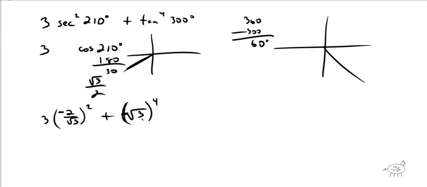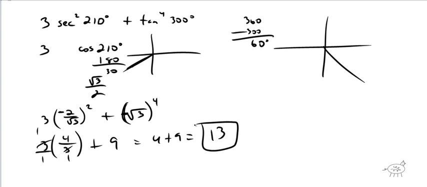Okay? And now we put it all together. 3 and negative 2 squared is 4. Root 3 squared is just 3. Plus root 3 to the 4th is what? It's actually 9, because root 3 times root 3 is 3, and you have 2 of those. 3 times 3 is 9. So we cancel this out because it's over 1. That's a 1 and a 1. So basically you get 4 plus 9 is 13.